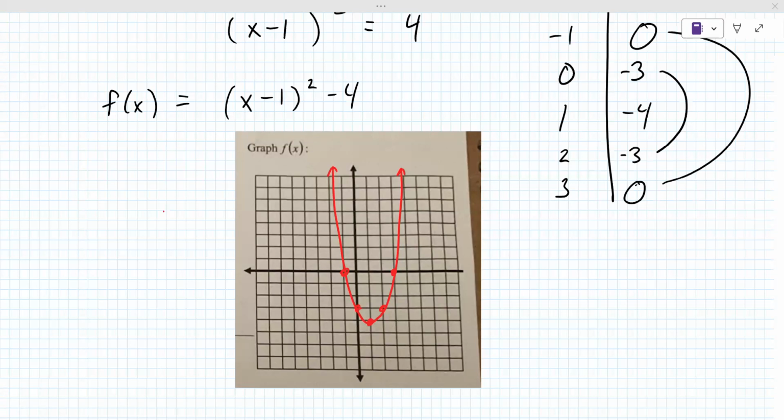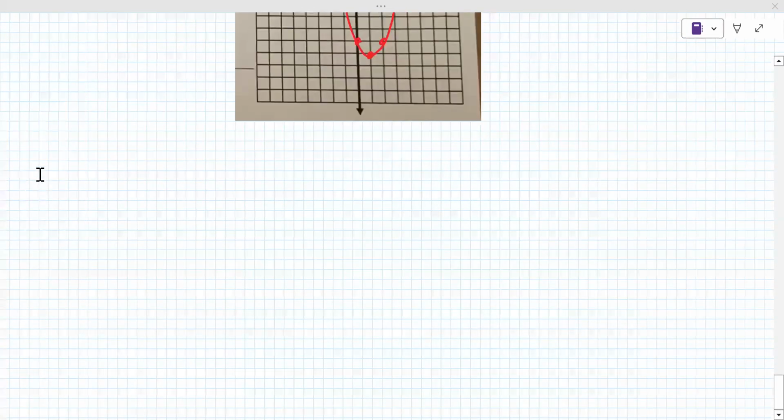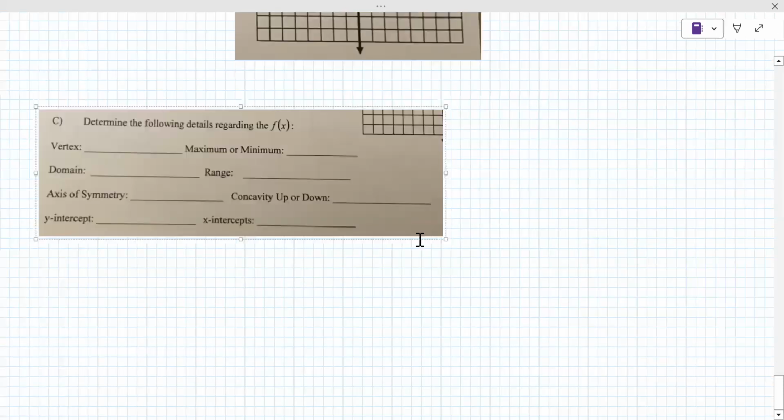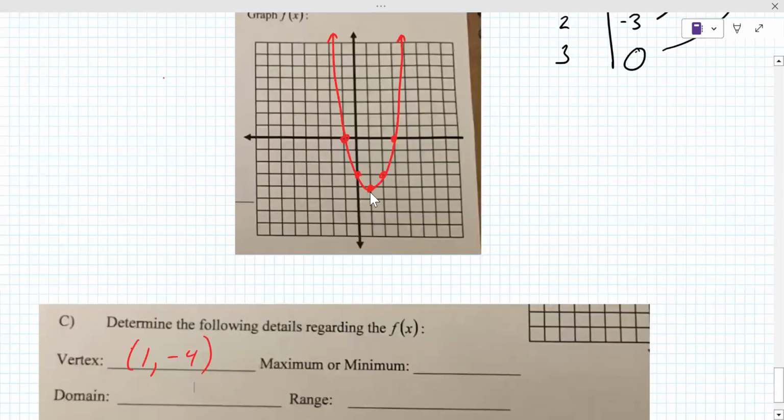All right, let's jump down to C. I know it says vertex form and factor form. We'll come back to that if we have time here. So you kind of already answered a lot of this. The vertex is at 1, -4. Is it a min or a max? Minimum. It is a min.